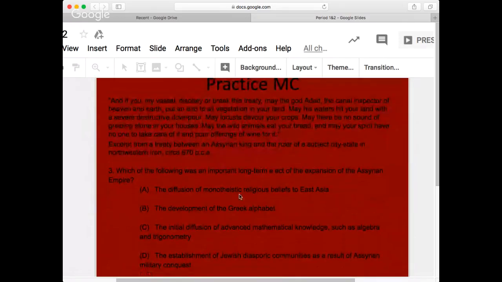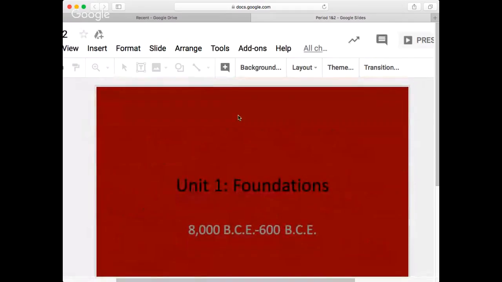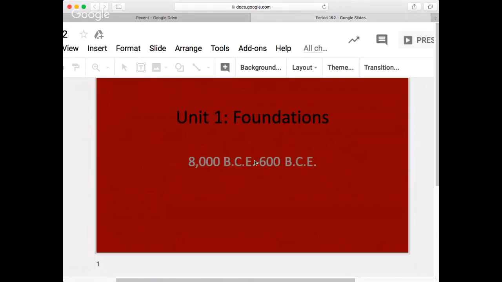Okay, so that kind of sums up period 1. I'm sorry I didn't have a brown background, but for period 1 we did your IDs in brown because it's the beginning, and it makes me think of dirt in the earth. Just to clarify, it's called Foundations, and it's from 8,000, 10,000, 12,000, we don't really know this number, to 600 BCE.